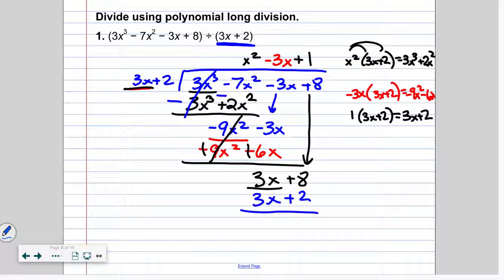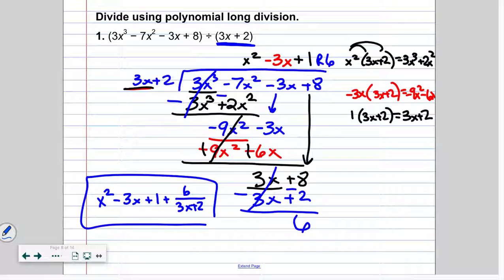What are we going to do? We're going to subtract. And these cancel out. We get 6. 6 is our remainder. So our final answer is x squared minus 3x plus 1 plus 6 over 3x plus 2. That is long division for polynomials. Polynomial long division. It's kind of just following through and copying down and following those steps. Okay?